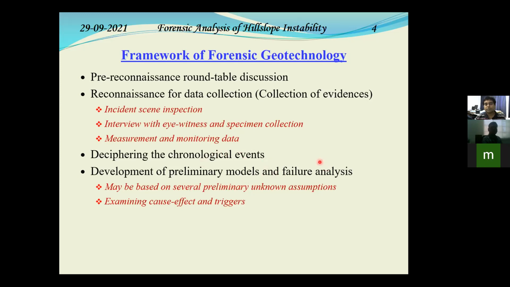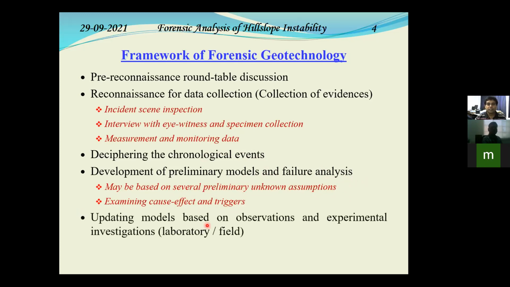And once you develop the model, you carry out a failure analysis. As mentioned, these preliminary models will have many unknown assumptions, which may or may not fit the problem, but you have to figure it out over the duration of the analysis itself. The main target is to figure out the causes, effects, and triggers which have resulted in the failure.